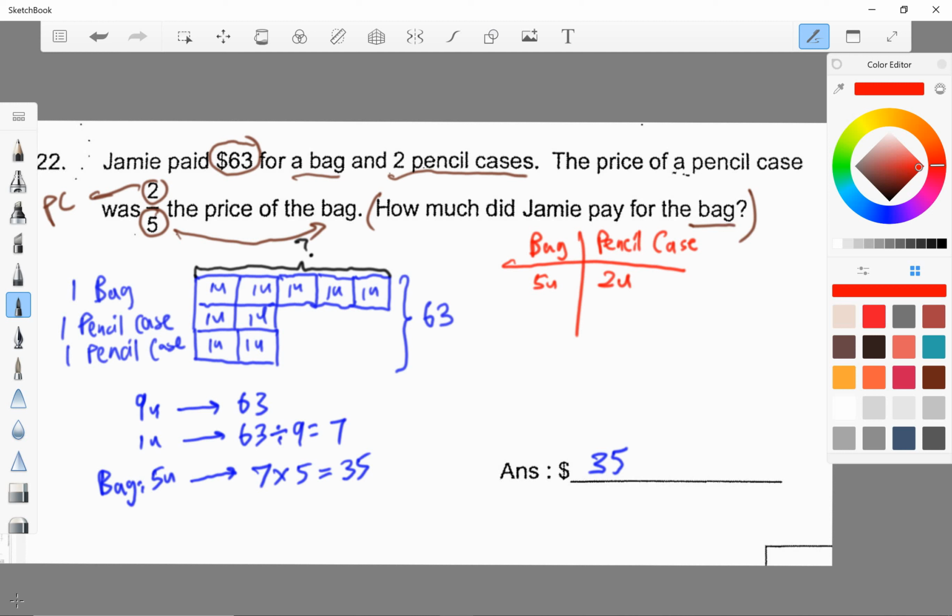And if I proceed further with 1 bag and 2 pencil cases, the total has got to be 5 units plus 2 units plus another 2 units. And this all leads us to 9 units. So once we get here, we know that we are almost done, because the equations will be the same whether I'm using the model approach or the ratio approach.